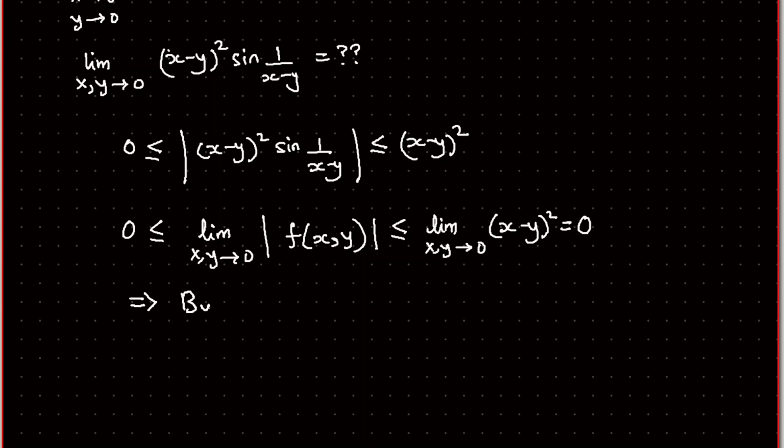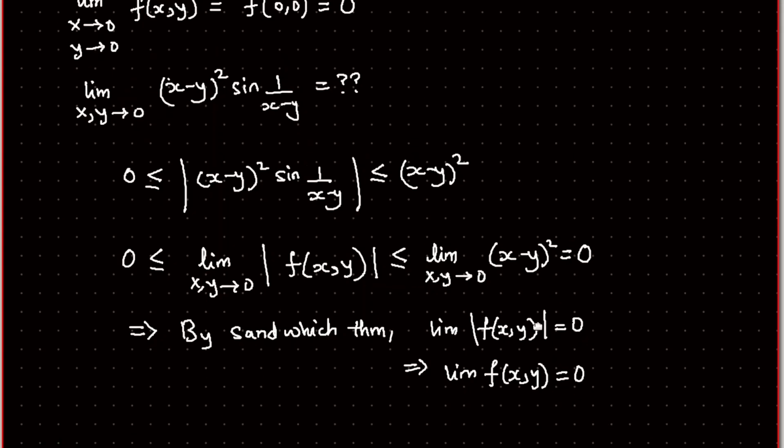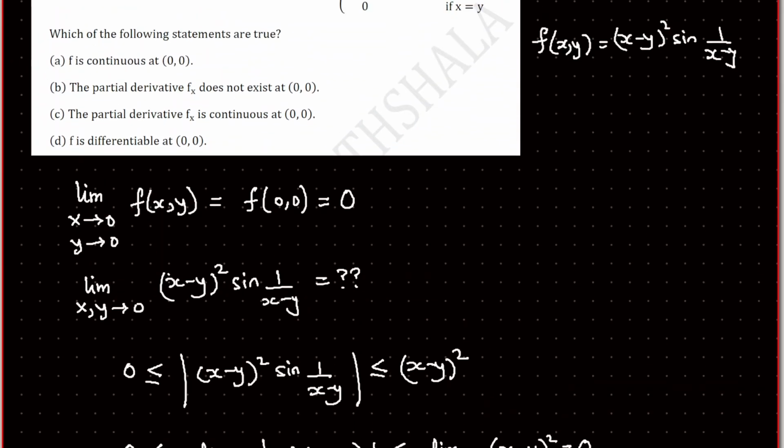So by the sandwich theorem, we have that the limit of the modulus of f(x,y) is 0, but that means that the limit of f(x,y) is also equal to 0, right? So what do we have? We have that the function is continuous at the point (0,0).